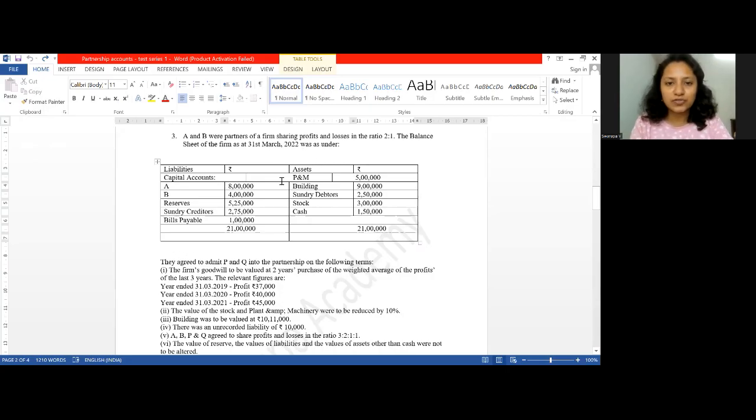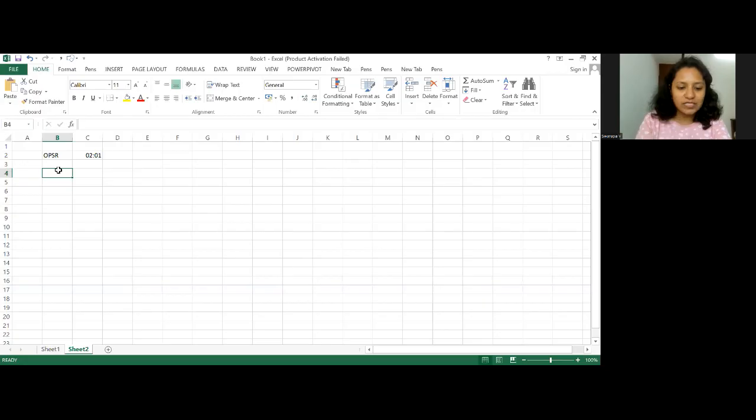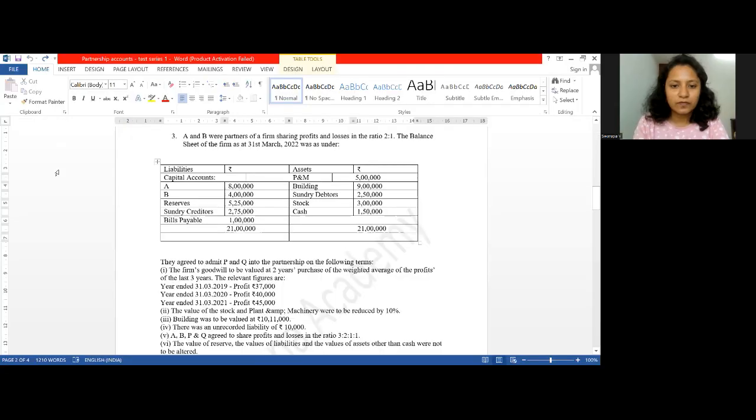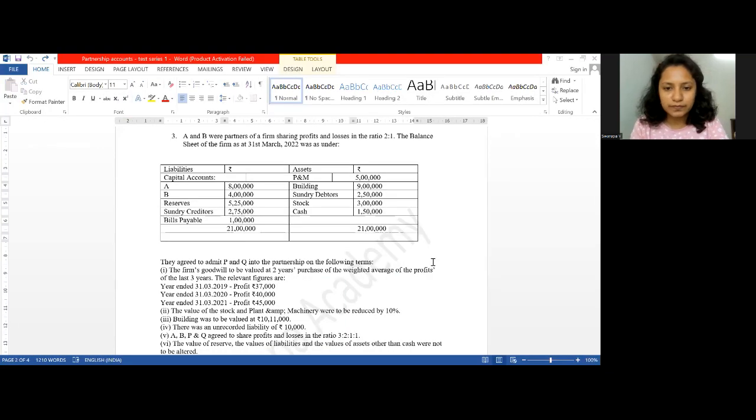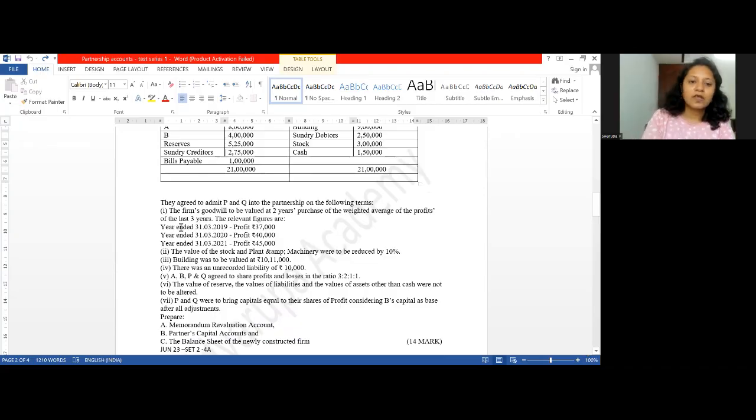And as on 31st March 2022, they agreed to admit P and Q in their partnership. So what is the admission date? Admission date is 31/3/2022. The firm's goodwill is valued at 2 years purchase of weighted average profit. So goodwill measurement is required. There is a stock valuation, building valuation. Fourth point is an unrecorded liability of 10,000. So we need to prepare a revaluation account.